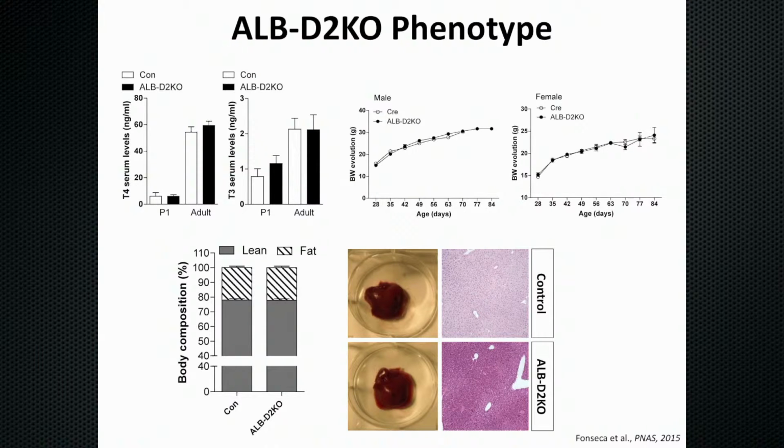The males and females have normal growth and development compared to controls. Their body fat composition and bone density are the same as controls. And their livers weigh the same amount, have the same gross morphologic appearance, and the same histology. So at baseline, there isn't much of a phenotype that we see.